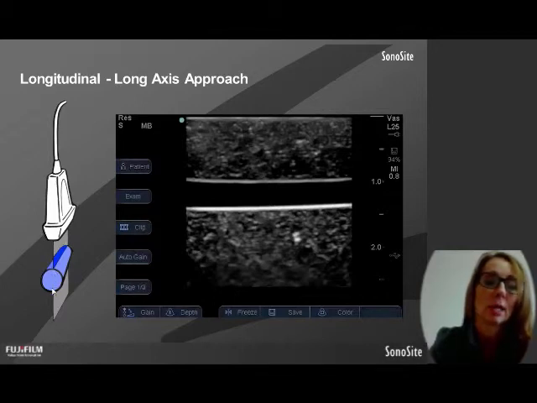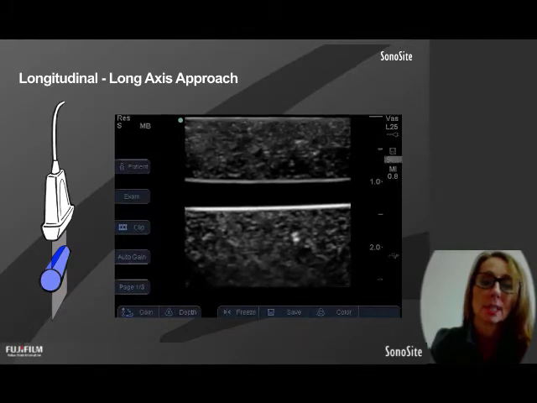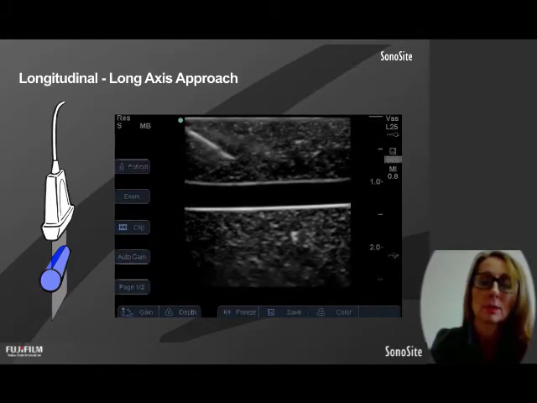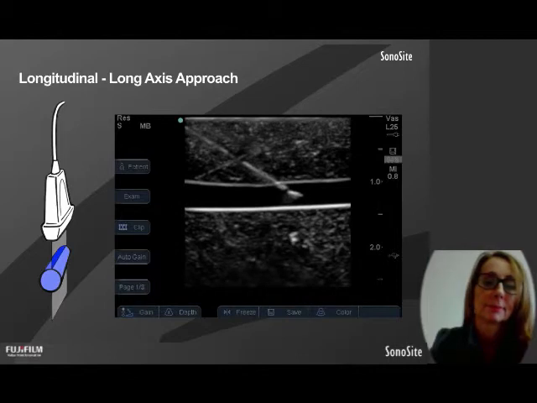So make sure that you move back and forth to determine where you are in the widest. And your walls will be a brighter white or a brighter grey in the absolute centre of the vessel. That's just something you'll become familiar with as you start to scan more and more. So this is an image of the needle just coming in from the top of the screen and into the vessel, and you can see that it threads in nicely.